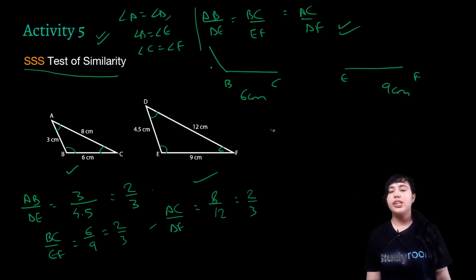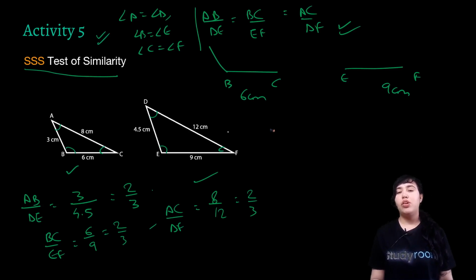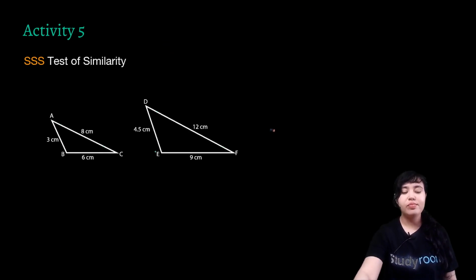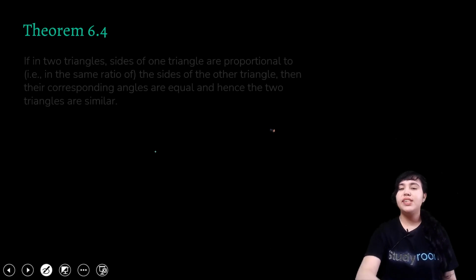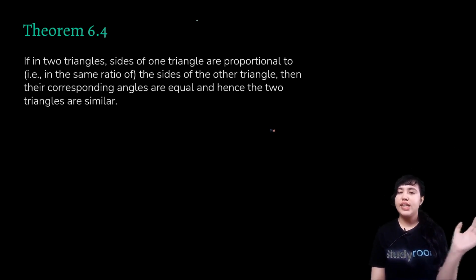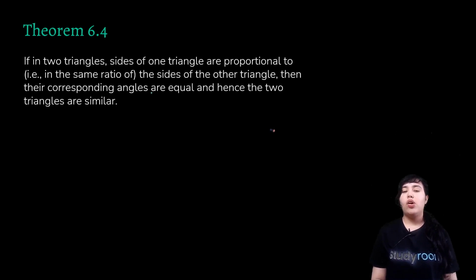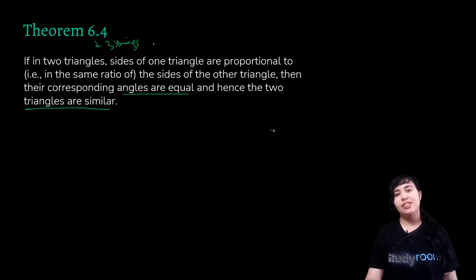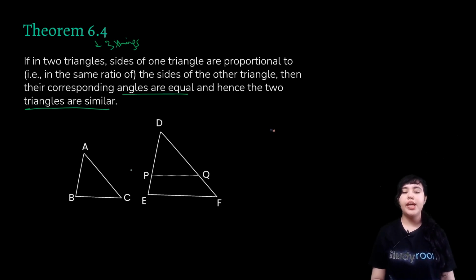So that means the two triangles are similar if the three corresponding sides are proportional to one another, or their ratios are the same. This has been stated in theorem 6.4 as well: if in two triangles, sides of one triangle are proportional to the sides of the other triangle, so the ratios of sides are the same, then we can say that the corresponding angles are also equal, and hence the two triangles are similar. So here you need to look for 3 things instead of 6. You just need to look for the 3 sides of the two triangles. Now we'll prove this.